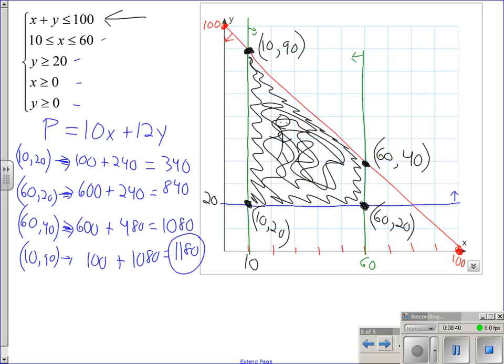We wanted to maximize the profit. So our solution to this whole situation is that point. That is the point that maximizes the profit with these restraints.